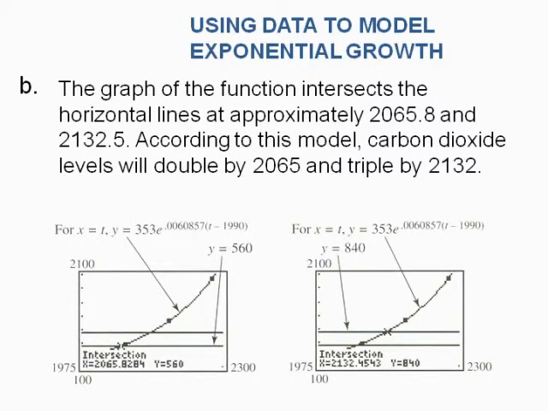So the graph of the function intersects the horizontal lines at approximately 2065.8 and 2132.5. According to this model, carbon dioxide levels will double by 2065. Actually, looking up here, I think that's closer to 2066. What do y'all think? And triple by 2132, maybe about halfway through the year.